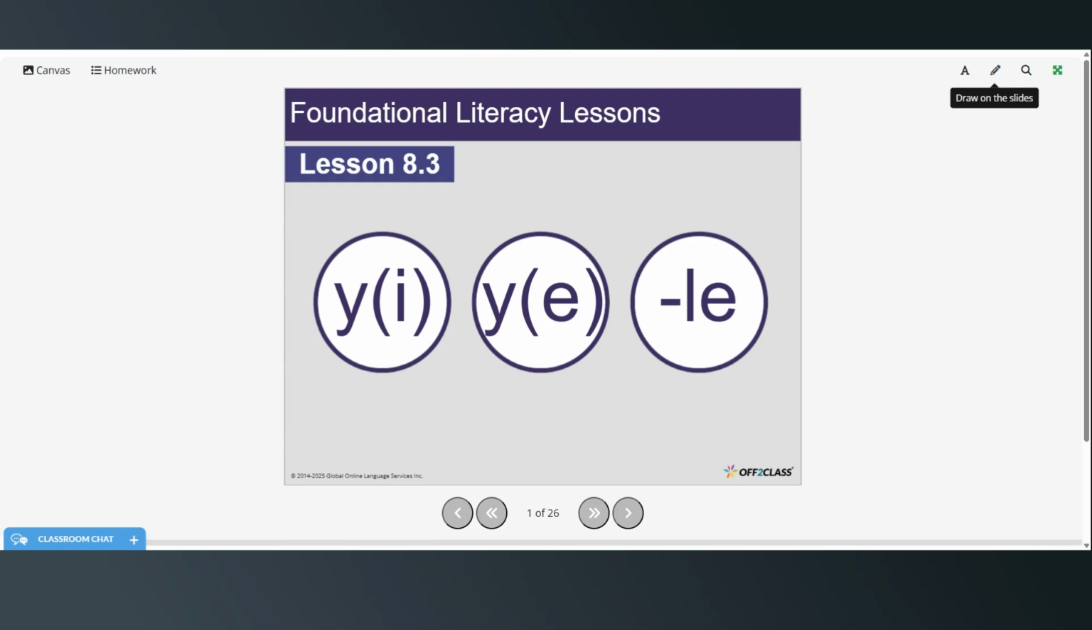This is a beginner phonics lesson. Today we're going to be talking about the letter Y. The Y is normally a consonant, but sometimes it can be a vowel. So we are going to be looking at when Y functions like the vowel I, when it functions like the vowel E, and then also words that end in LE.